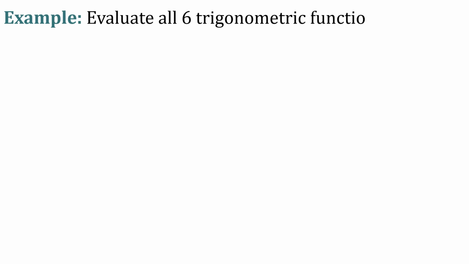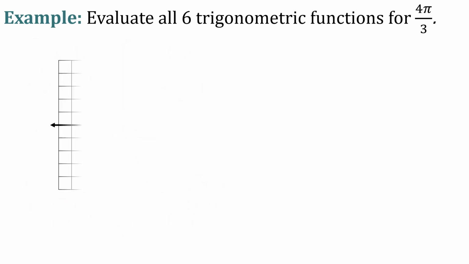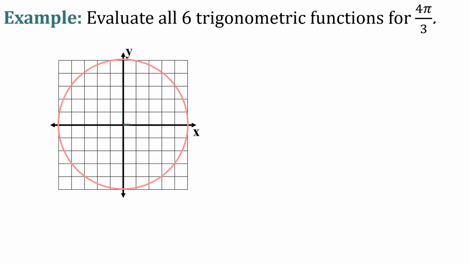All right, our last example, we're going to evaluate all 6 trig functions for 4 pi over 3. Looking at the unit circle, we see 4 pi over 3 down here in quadrant 3. And we see that the ordered pair is negative 1/2, comma negative square root of 3 over 2. So we're going to take all that away because that was way too busy, and we're going to make it on our own unit circle.